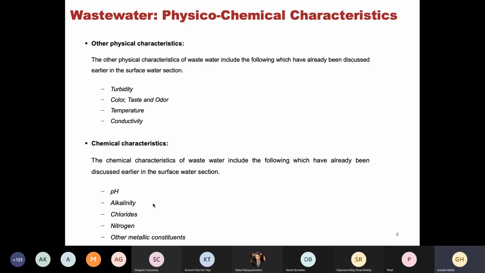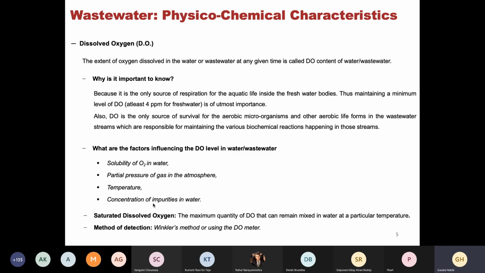Other metallic constituents, like if there are heavy industries, metals like Pb, lead, cadmium, chromium, nickel, may also come in the wastewater, and they are totally objectionable.